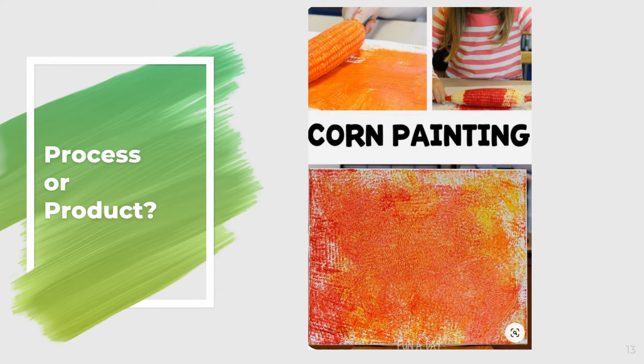The next one shown here is corn painting, and it looks like there's some corn on the cob, maybe those little handle things that go into the corn on the cob, some paint, and then children paint with a corn on the cob as a different kind of paintbrush. So would you say that this one is process or product? I agree, I think this one is process. No two pictures are going to look exactly the same, and the child is really just exploring. They probably never painted with corn on the cob before.